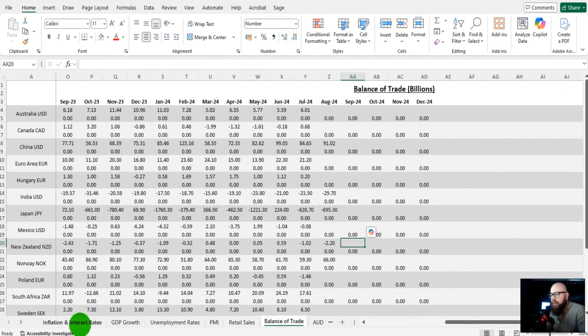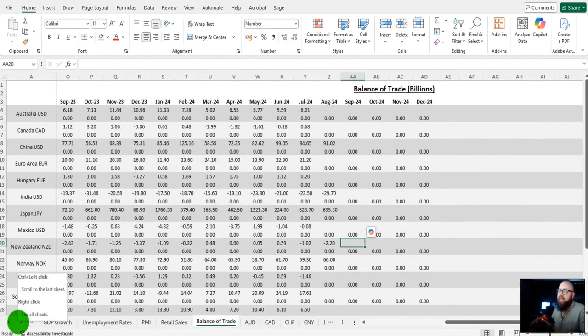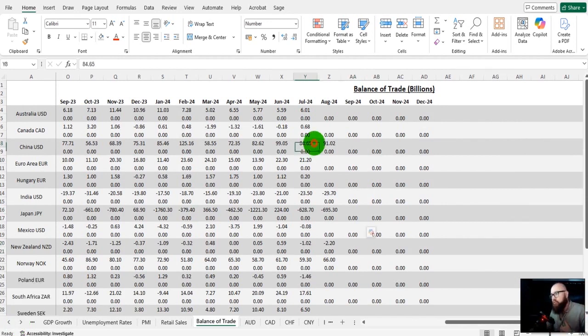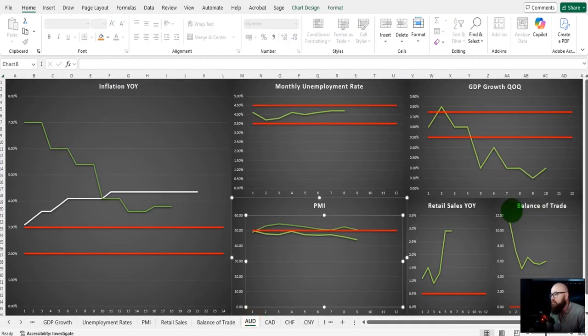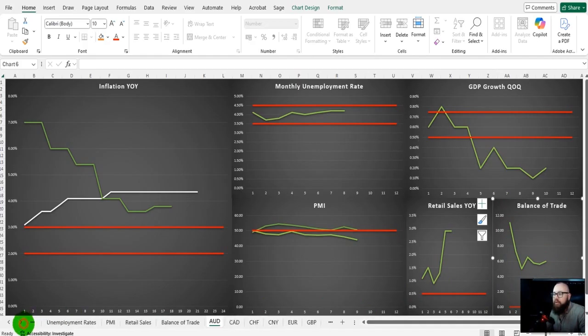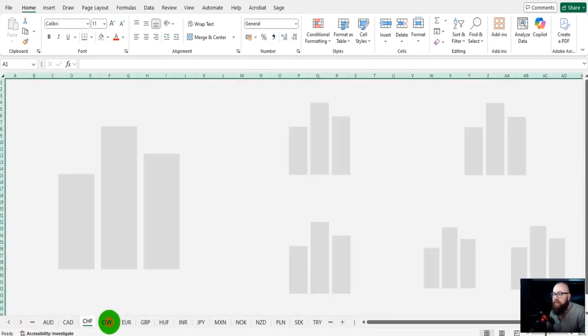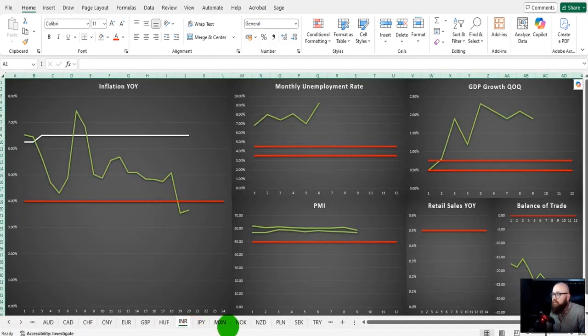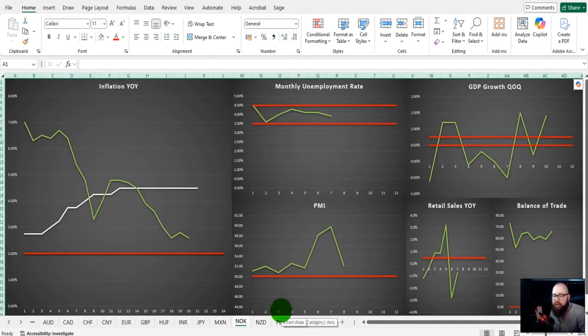Okay, balance of trade. Balance of trade is the difference between an economy's imports and exports. Do they have a trade deficit or a trade surplus? And is that climbing? Is it declining? Once again, this shows on one of these charts, where you can see and analyze what's happening with balance of trade. We then have all these currencies, all the charts where you can have a look and go through. These are updated automatically, as mentioned earlier.